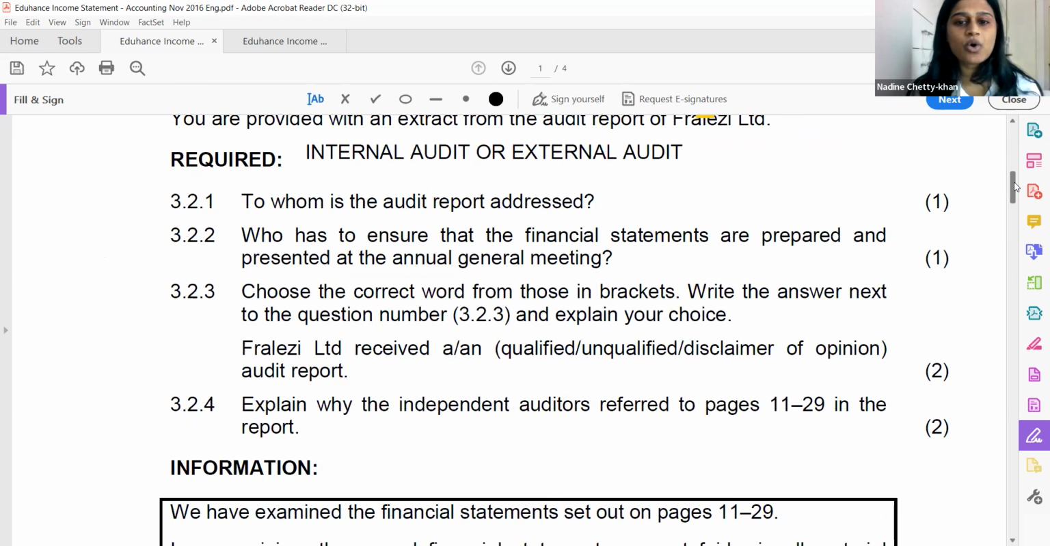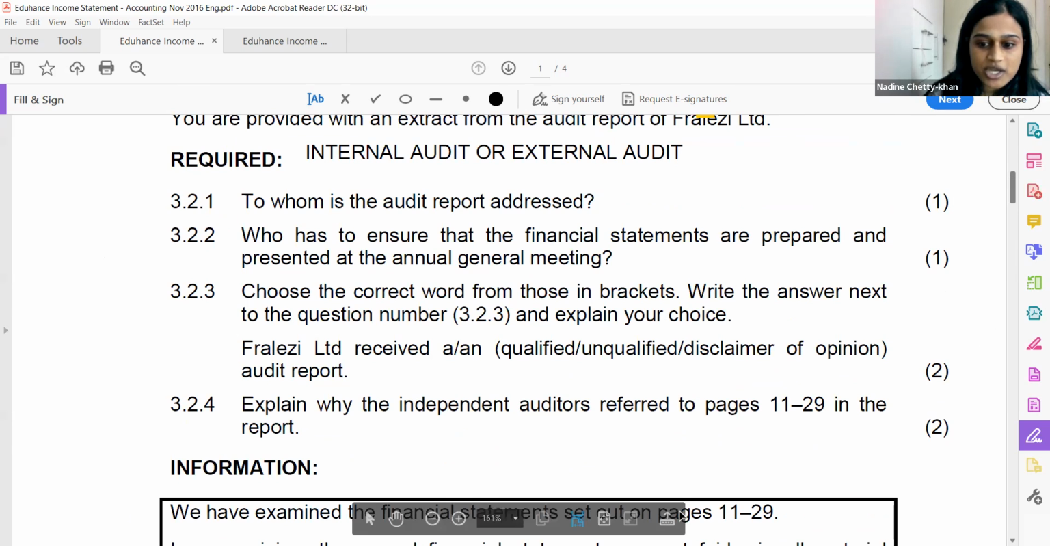To whom is the audit report addressed? Well, remember the audit report is included in the financial statements. It's a report that people can read. And who will want to use this report? Well, ask yourself who uses the financial information. And it is the shareholders, okay? So it's the shareholders that will rely on the report.